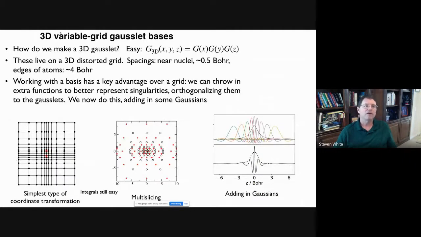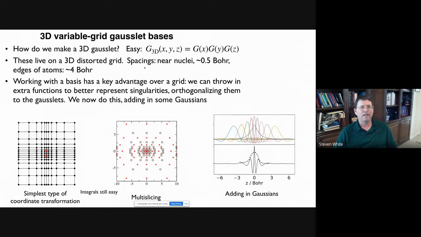Okay, so how about 3D? To make a 3D gausslet, we just take a product of the 1D functions. This 1D form is nice for doing integrals. Integrals are a big classical calculation, and they may be a problem in some cases, so it's nice to have them just as this product form. These live on a 3D distorted grid with typical spacings of about a half atomic unit near the nuclei and, say, around 4 at the outer limits for something like helium.